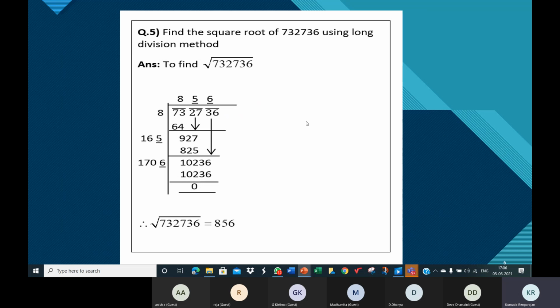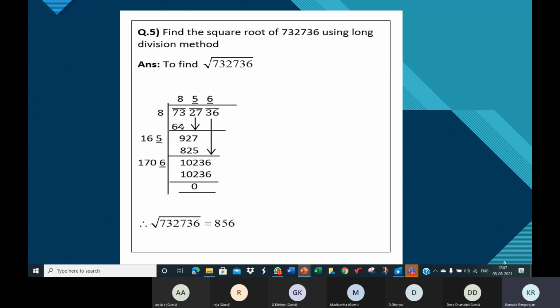Now tell me, 1 1s are 1, 2 2s are 4, 3 3s are 9, 4 4s are 16, 5 5s are 25. 8 8s are 64. What is 9 9s are? 81, ma'am, which is greater than 73. Very good. 9 9s are 81, which is greater than 73. So we need to go with 8 8s are 64.